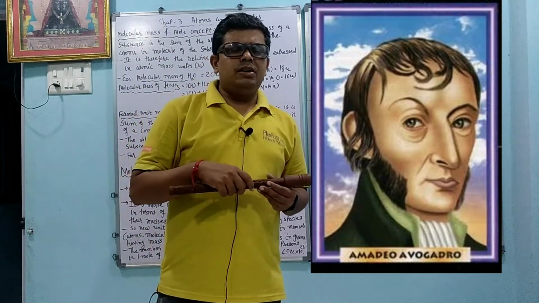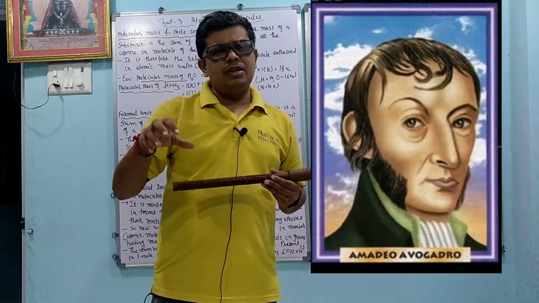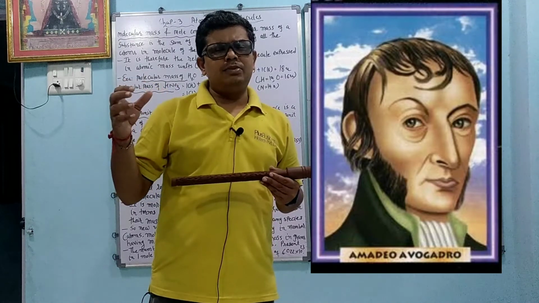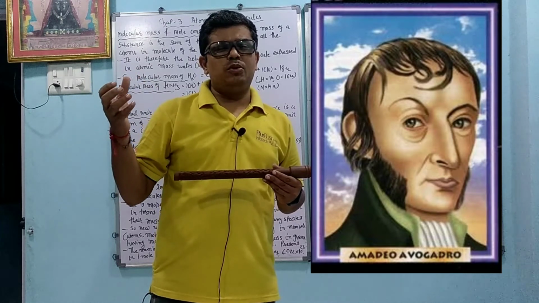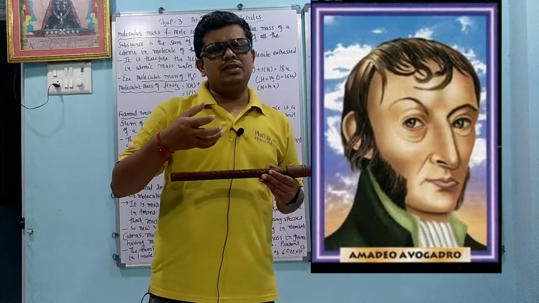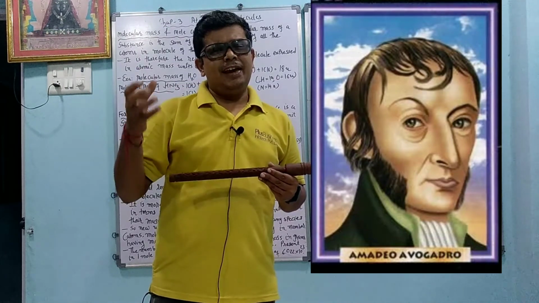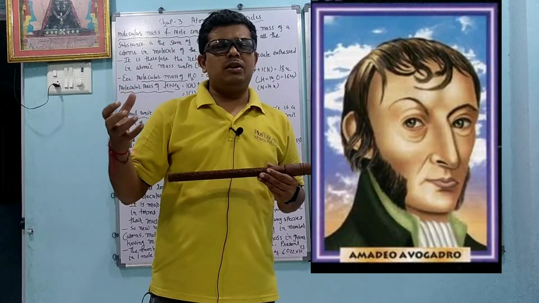So if we consider 1 mole of any atom, then it is the atomic weight, and how many atoms, molecules or ions are present? 6.022 into 10 raised to 23. If atoms are present, then it is atomic weight. If molecules are present, then it is called the molecular weight, and that weight is represented in grams, and it is the weight of 1 mole, so it is called gram per mole.